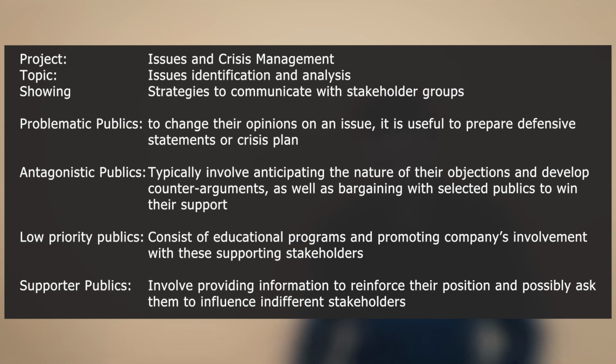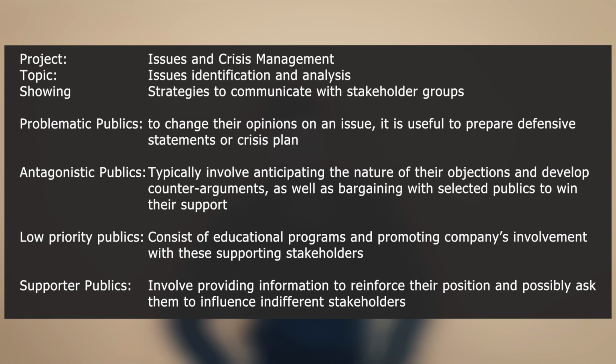Strategies for antagonistic stakeholders typically involve anticipating the nature of their objections and developing counter-arguments, as well as bargaining with the selected publics to win their support. Strategies for low-priority publics consist of educational programs and promoting the company's involvement with these supporting stakeholders. And finally, strategies for supporter stakeholders involve providing information to reinforce their position and possibly asking them to influence different stakeholders. This was everything that you need to know about the position importance matrix.